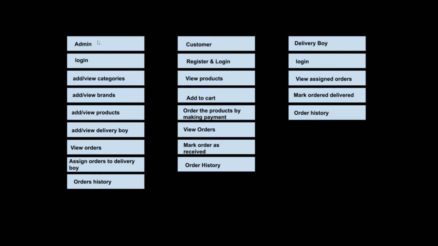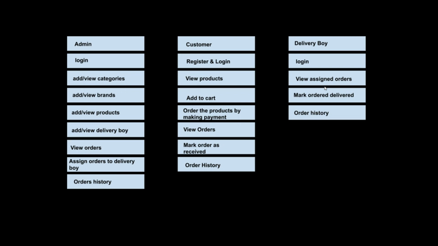Now the admin will come into action and assign the order to the delivery boy, and all the orders which are ordered by the customer can be seen in the view orders. After assigning the order, the delivery boy will come into action, and the delivery boy will log in with the same email and password. After login, the delivery boy will view the assigned orders.